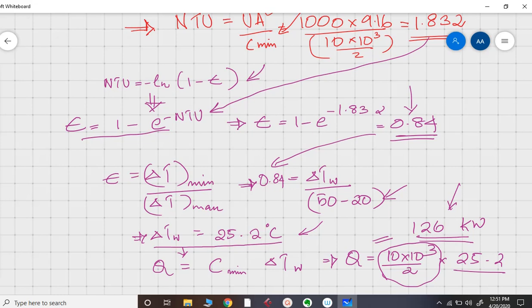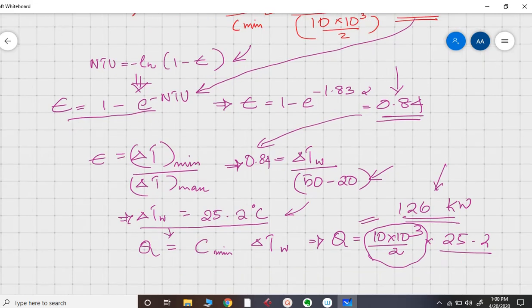So reducing the mass flow rate has reduced the heat transfer rate from 200 to 126 kilowatts, roughly 37% of a decrease. There is more to this problem than meets the plain eye, and I highly encourage you to revisit this problem and verify these results.